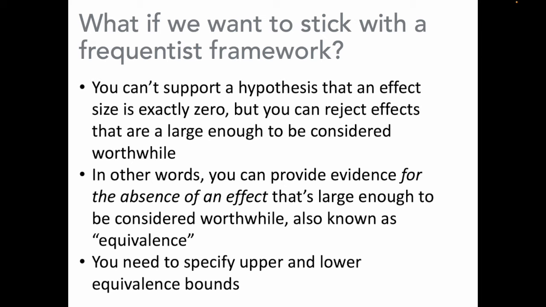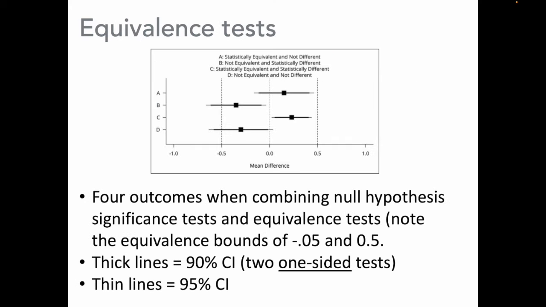With Bayes factors you have to specify a prior distribution. With equivalence testing you also have to specify upper and lower equivalence bounds, or the sorts of effect sizes that you consider to be equivalent. So let me walk you through this figure. We have 4 different possible scenarios.